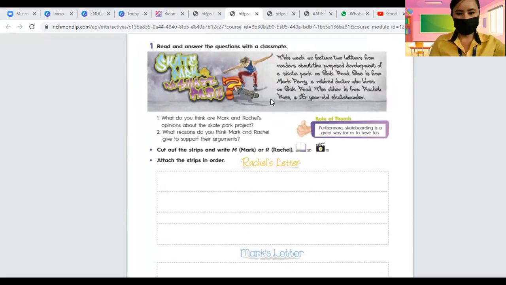This week, we appear two letters from readers about the proposed development of the park. On Mark Road, from Mark Ferry, a retired doctor who lives on Rose. The other is from Rachel Rose, a 16-year-old skateboarder.